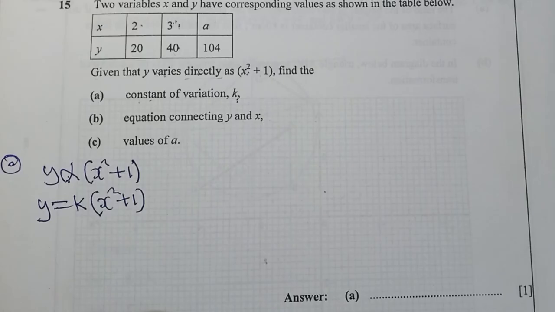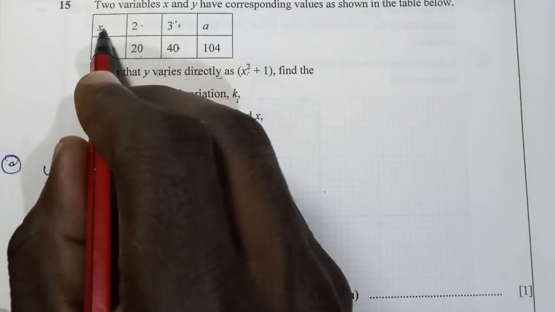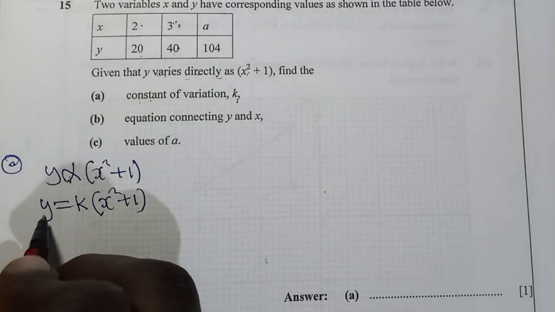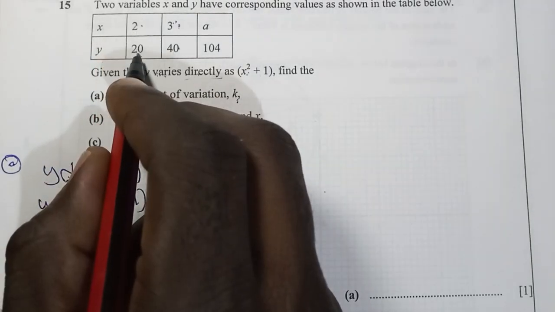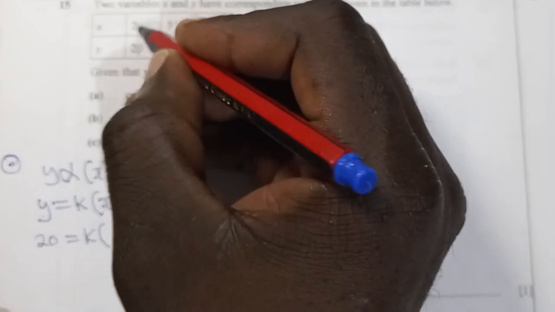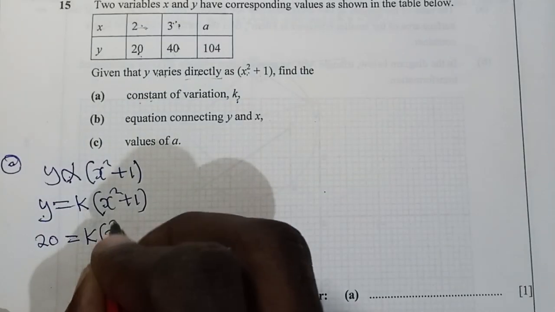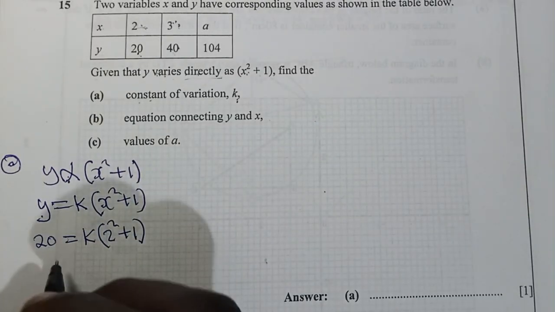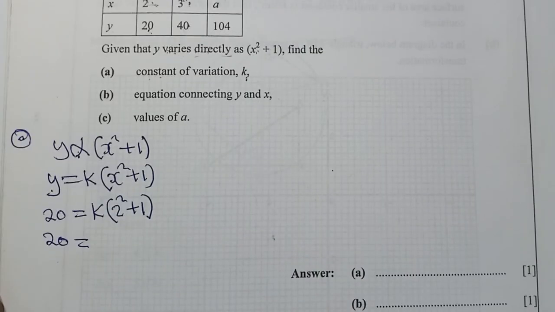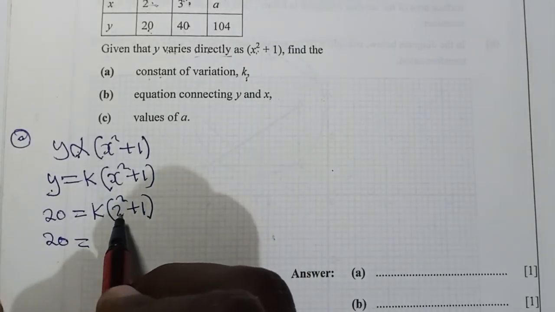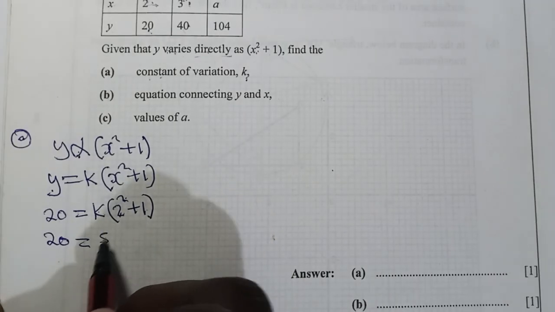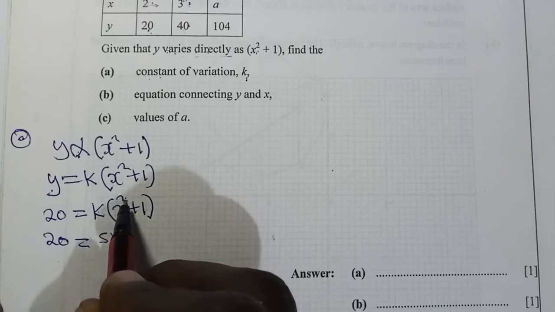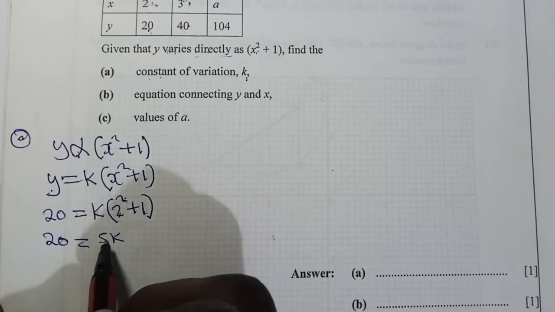So, using 2 and 20, x is 2, y is 20. Where y is, you place 20, equal to k, which we don't know, times x squared plus 1, where x is 2. Having this, we have 20 equal to, let's look at this, 2 power 2, it is 2 times 2, which is 4. 4 plus 1 is 5. 5 times k is 5k.